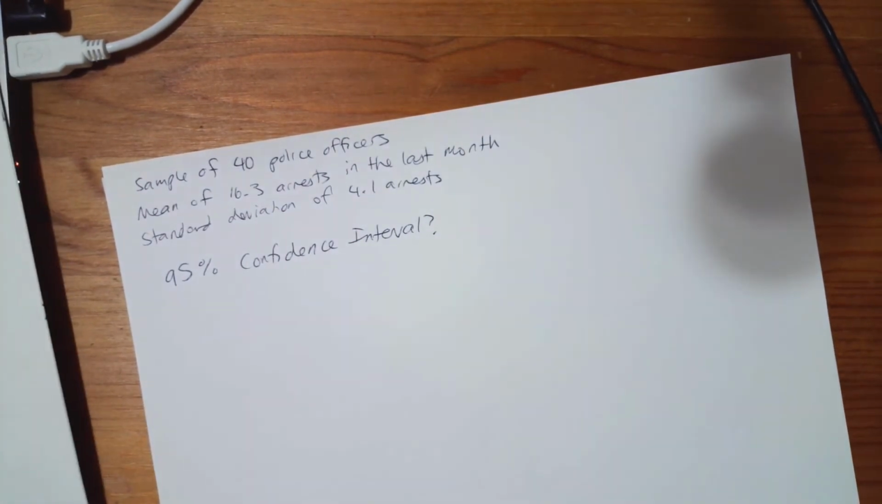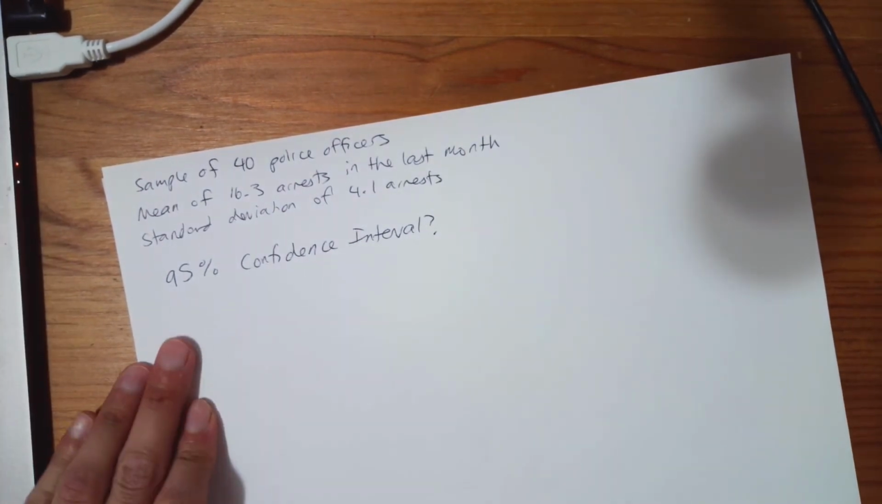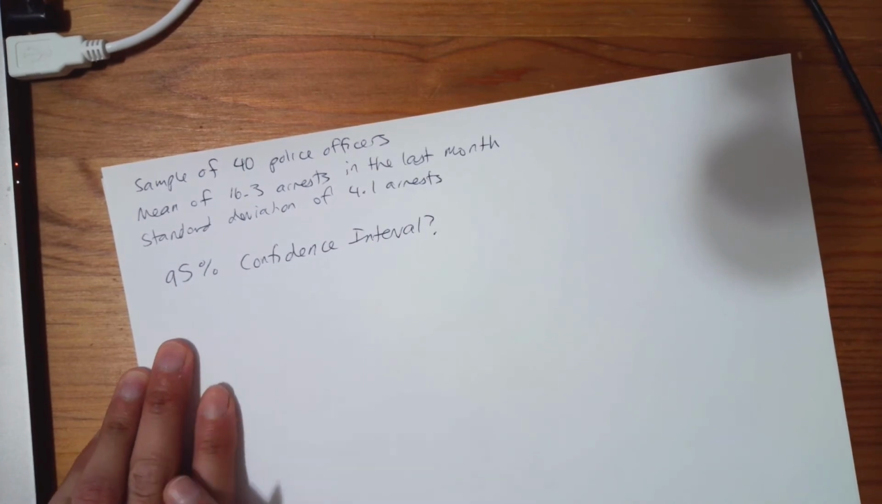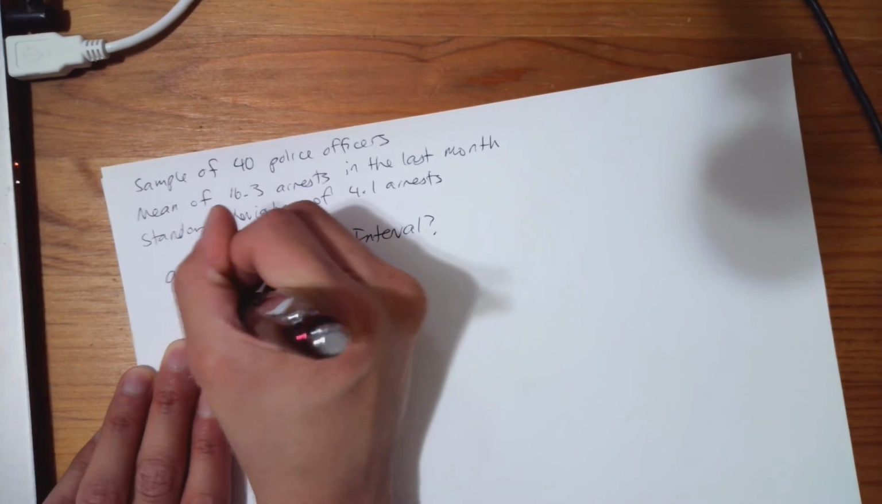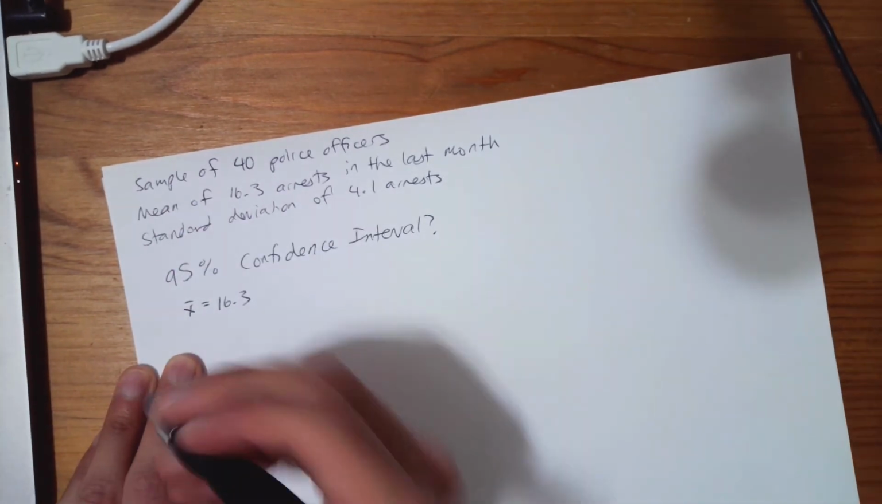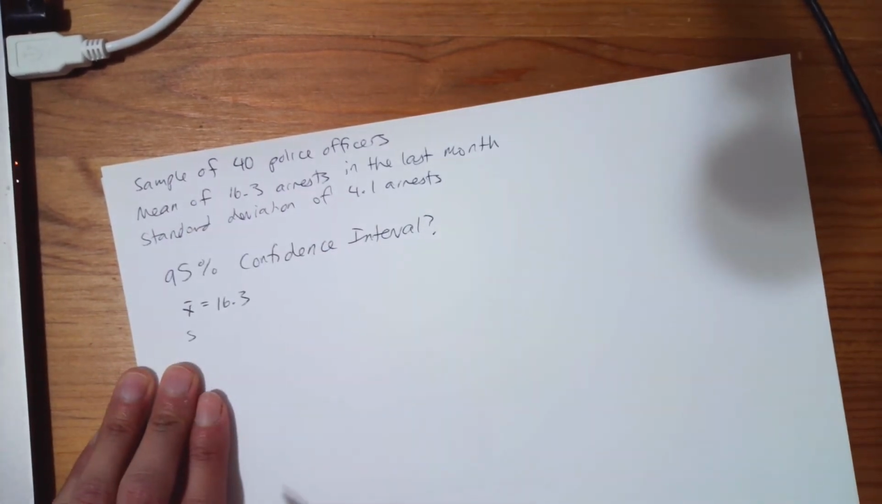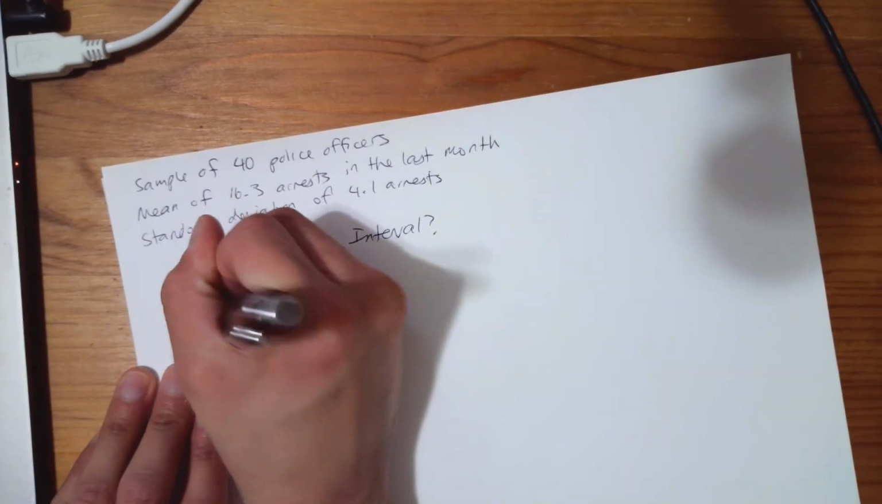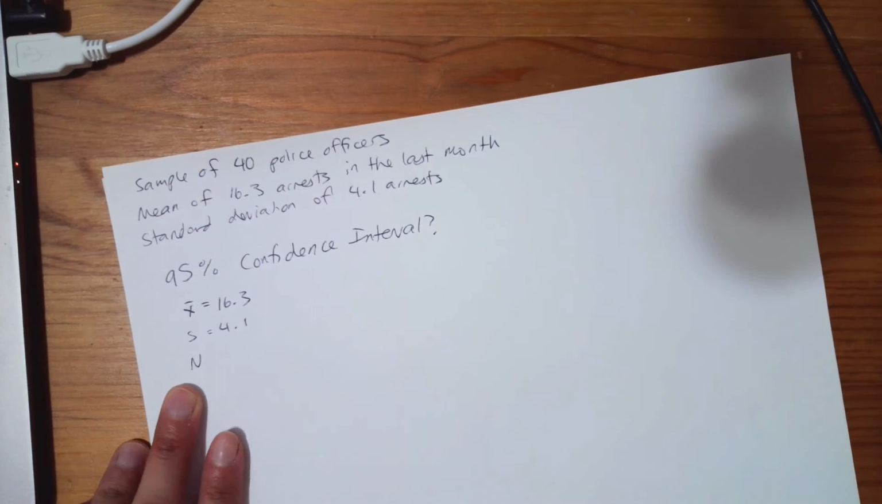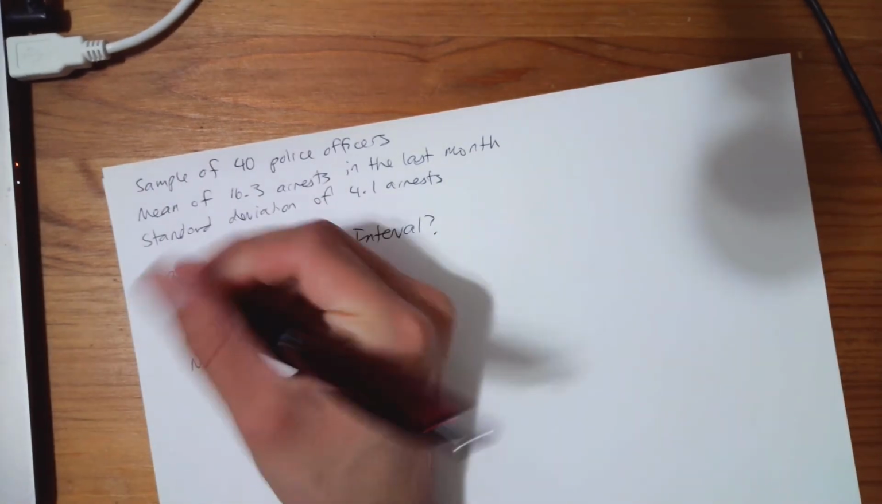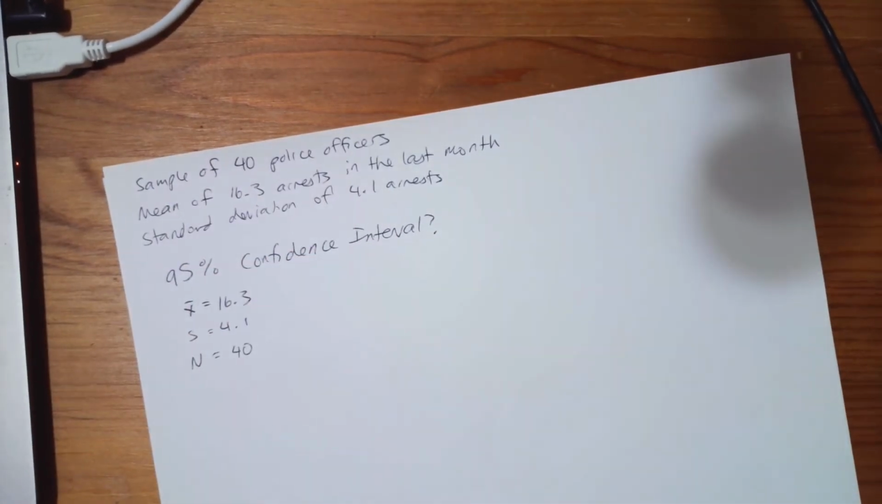So before filling in the formula, I'll just write out all these different components that we need for the formula and what they are. So one thing we need is the sample mean. This is 16.3 based on the information above. Another thing we need is a sample standard deviation. That's 4.1 based on the information above. We also need the sample size, which is equal to 40 based on the information above.